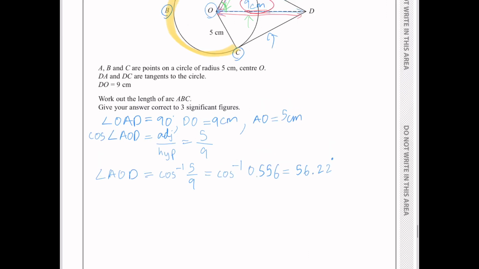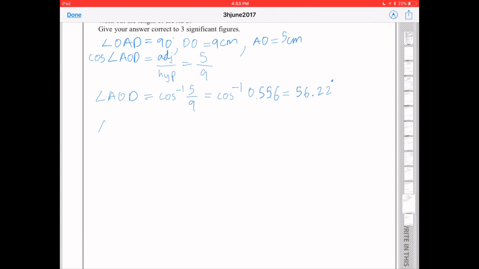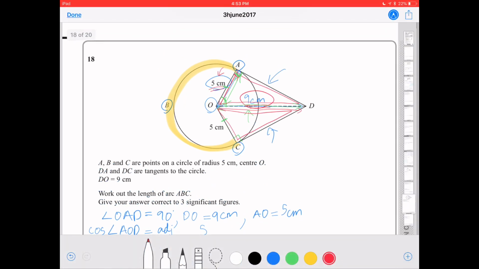Okay? Then in triangle AOD and COD, right angle, hypotenuse and one side are the same. So triangle AOD is congruent to triangle COD because of RHS. So angle AOD is equal to angle COD.